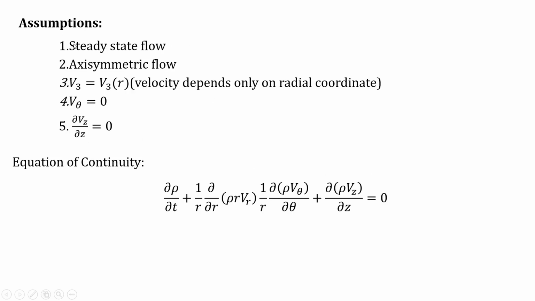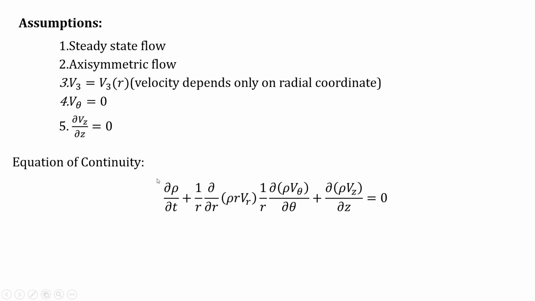So the assumptions for the problem are steady state flow, axisymmetric flow, Vz is a function of r only, that is given in the question, and V theta is equal to 0 due to symmetry, and dVz by dz equals 0 because it's a fully developed flow. Now the equation of continuity is given by this equation.